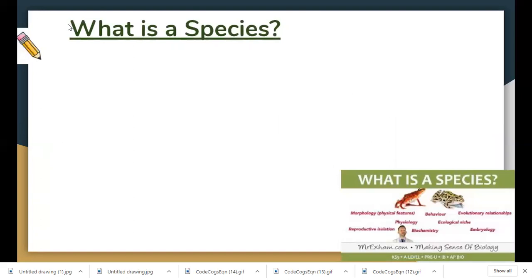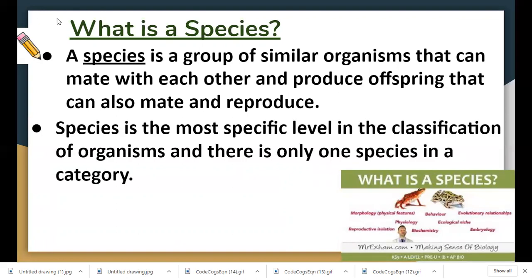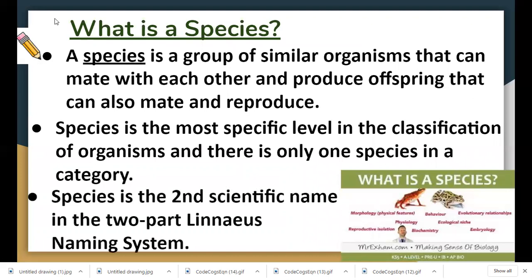So what about a species? What is a species since you have 2 names if you're classifying organisms scientifically? A species is a group of similar organisms that can mate with each other and produce offspring that can also mate with each other. Species is the most specific level in the classification of organisms, and there is only 1 species in a category. So let's take a look at that for a minute. Species is your second scientific name in the 2-part Linnaeus naming system.